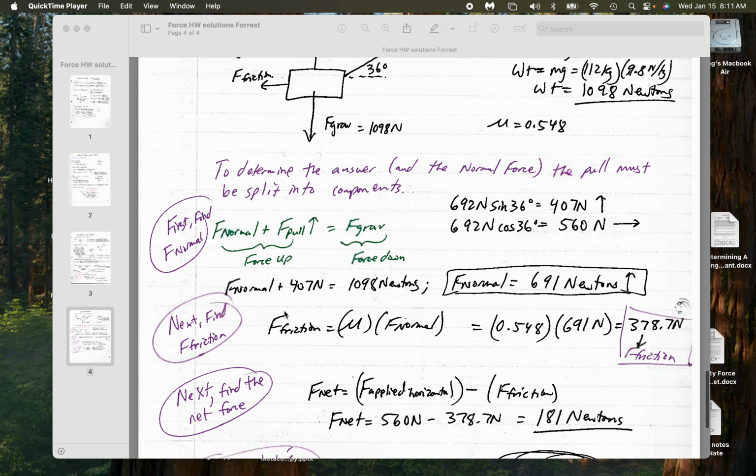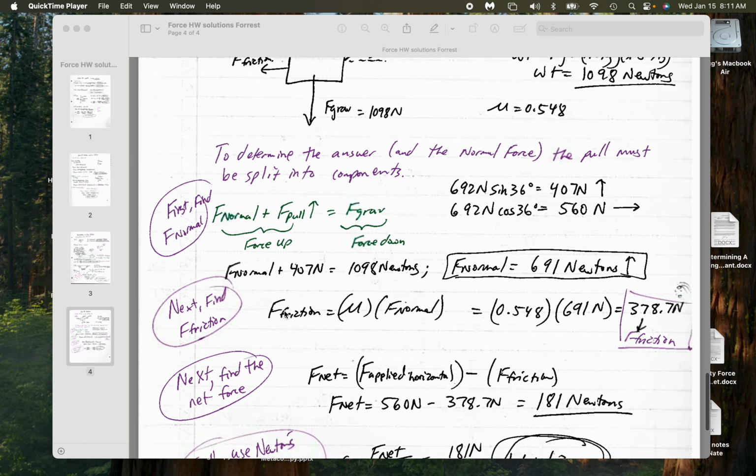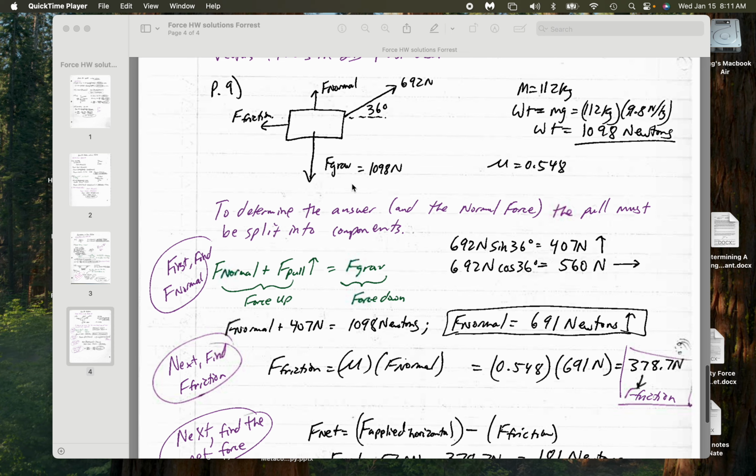The next thing I want to do is figure out the force of friction. Well, the force of friction is coefficient of friction times the normal force. And notice that's 0.548 times 691, not 0.548 times 1098. Because, again, these are not equal this time.